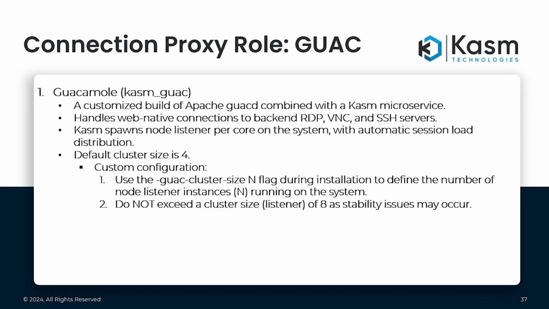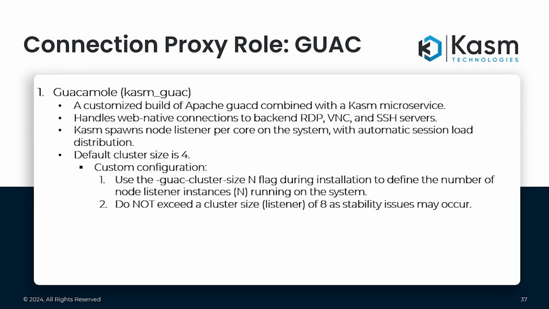So if we break down what each one of those containers are, first off, the Kasm_guac container, it's a guacamole instance. It's a customized version of Apache guacd combined with a Kasm microservice. Again, web native connections passing RDP, VNC, and SSH servers, right? Passing those connections through it. Kasm spawns a listener node per core on the system with automatic session load distribution across those. The default cluster size for listeners is 4. You can configure that based off of the dash cluster size in node when you're setting it up.